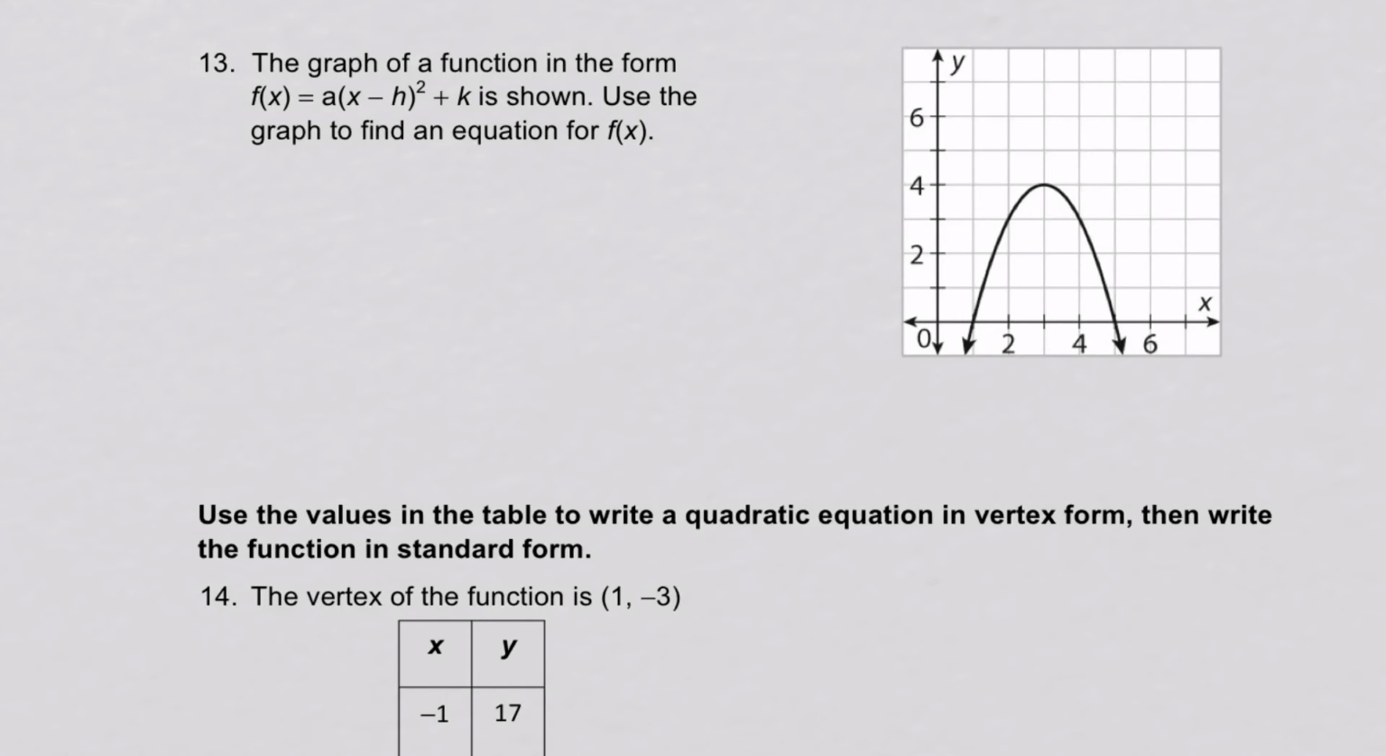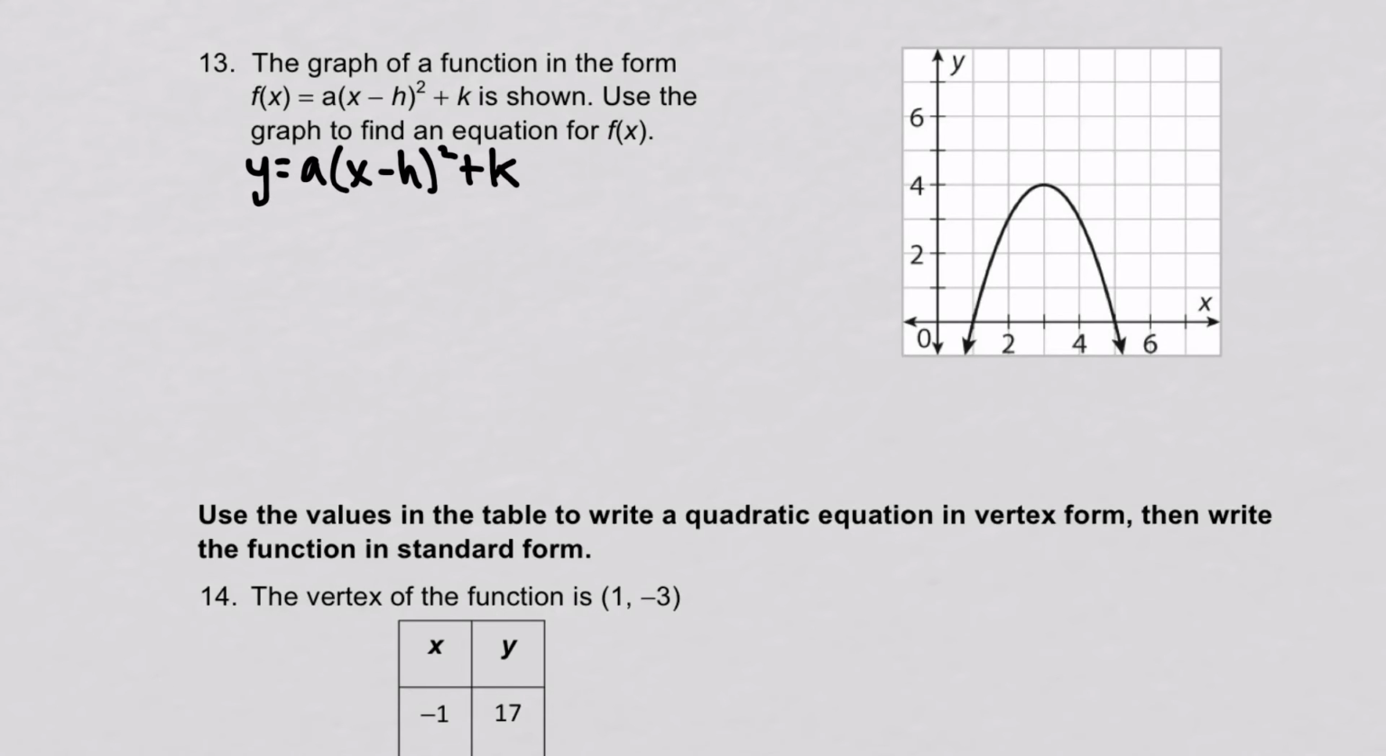It says the graph of a function in the form f of x equals a times the quantity x minus h squared plus k is shown. Use the graph to find an equation for f of x. Okay, so first of all, before I try to find my equation, I'm going to rewrite f of x as y equals a times the quantity x minus h squared plus k.